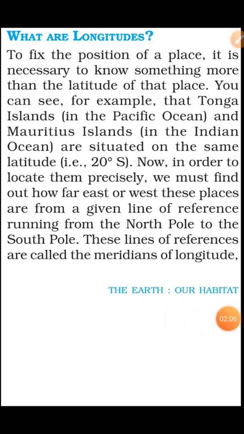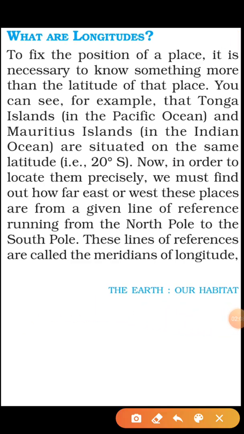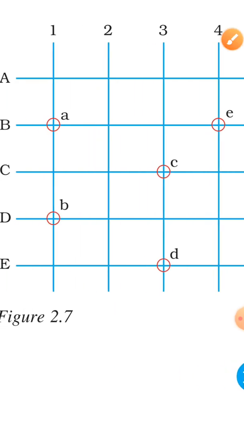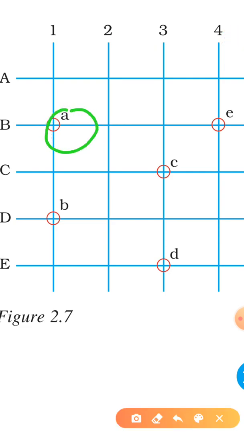Now let's come to our main topic. What are longitudes? So friends, in the previous picture you can see that to fix the position or to track the location of any place we need both longitudes and latitudes. These longitudes are also imaginary lines. These lines are also reference lines to situate a location.